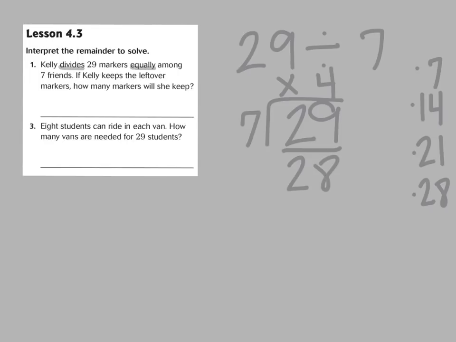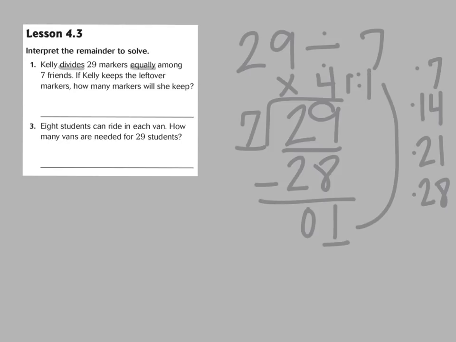I've divided, I've multiplied, now I need to subtract. 29 minus 28, 9 minus 8 is 1, 2 minus 2 is 0. I'm going to go ahead and check. 1 is less than 7, so we are good to go. Now I have nothing to bring down, do I? Okay, so when I have nothing to bring down, the 1 becomes my remainder.